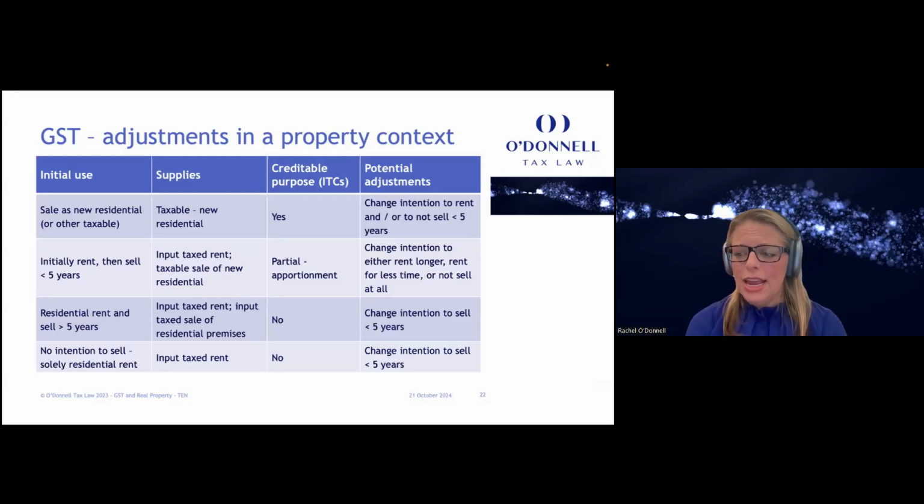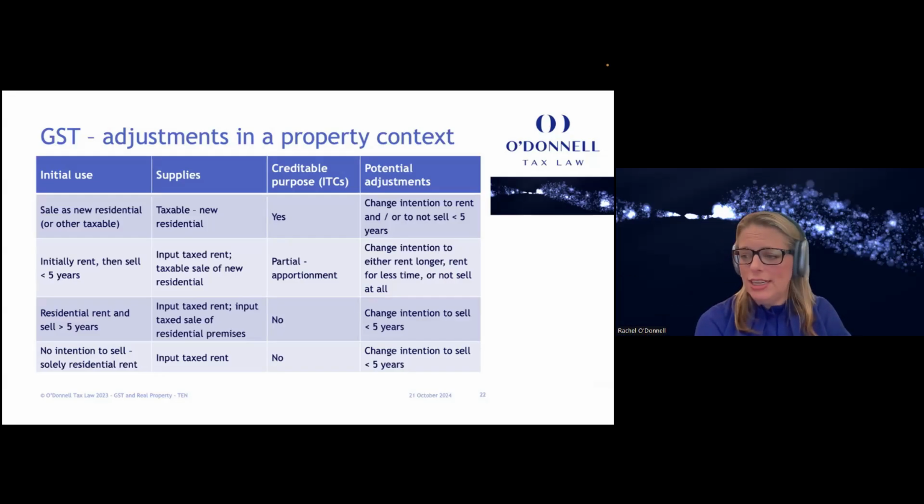In contrast to that, if you purchase a property and you initially rent it and you plan to sell it, and then you sell it in less than 5 years. Oh, okay, sorry, yeah. So if you're acquiring a property and you're initially renting it and then you're going to sell it within 5 years, you've got a partially creditable purpose. So you need to apportion your input tax credits based on how much you're planning to get out of the rent and how much you're planning to get out of the sale of the property. So the rent is input taxed, the sale is taxable. You can only get input tax credits for the portion that relates to the eventual sale.